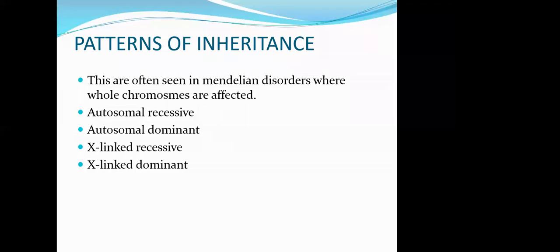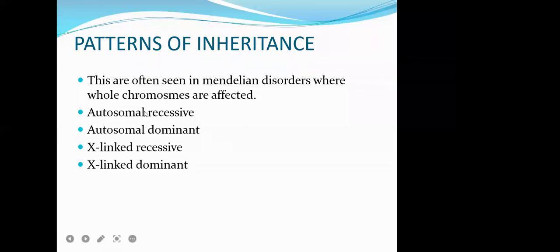Problems of inheritance are often seen in Mendelian disorders where whole chromosomes are affected. They can be classified as either autosomal recessive, autosomal dominant, X-linked recessive, and X-linked dominant. Autosomal, I've told you, is from the autosomes. And for the sex chromosomes, which are X and Y, you find a lot of disorders are usually on the X, and less on the Y.